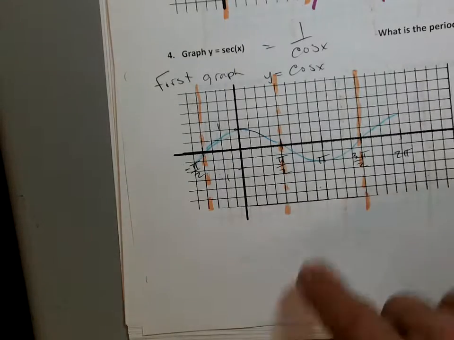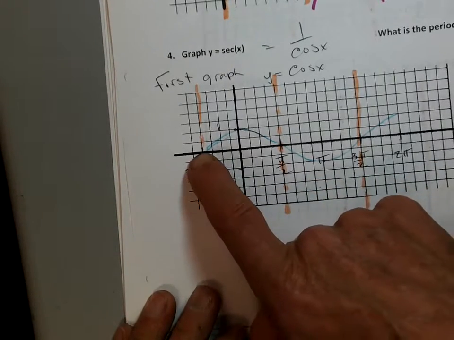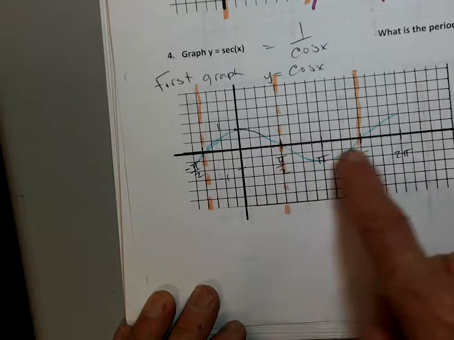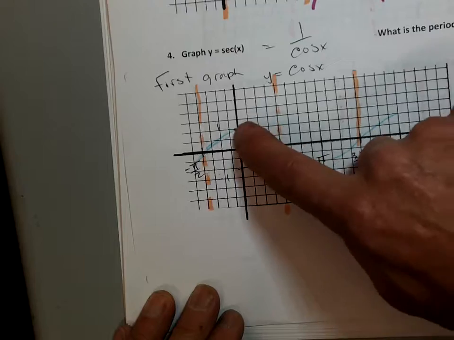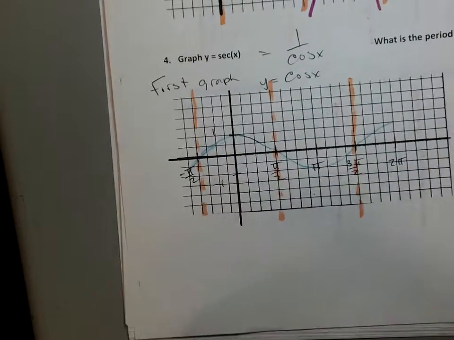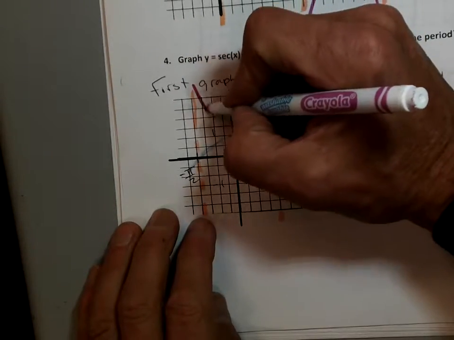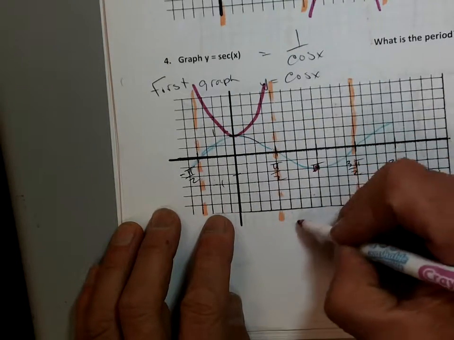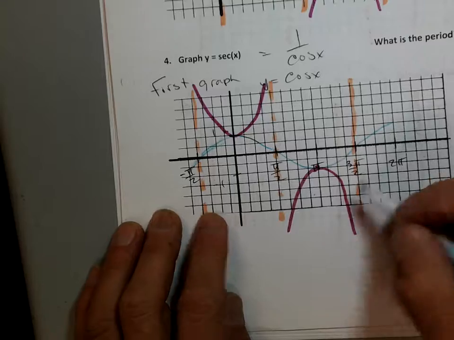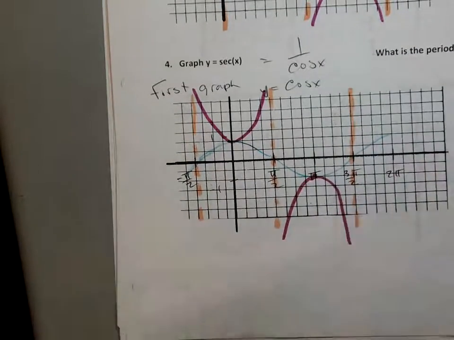So, I have my asymptotes because this is where cosine is 0. That's where I divide by 0. Now, where cosine gets small, secant gets big. So it's the exact same shape, just in a different spot. It looks like this, touches here, and here. So the two graphs are very similar in shape. The only difference is where they start, right? So what's the period?